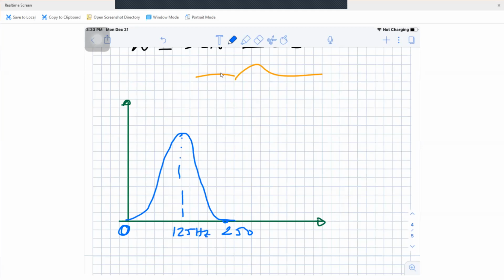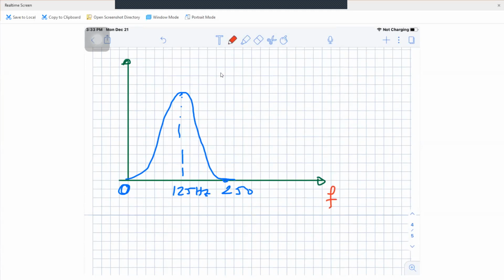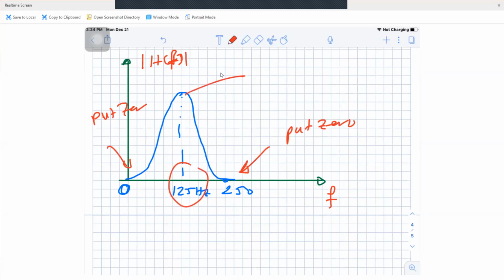Now, to discuss this problem, look at the example. This will be F, and this is the edge of F. Now, please look. At DC and 250, we have complete signal rejection. So what we are going to do is put zeros: put a zero, and again put another zero at 0. What's the maximum value? The maximum value occurs at 125 Hertz.